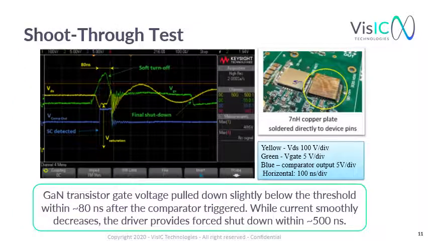For testing the developed circuit, we followed the AQG 324 standard. And here you can see an example of a shoot-through situation. The low side device is turned on into high voltage, while the high side is shorted using a low inductance clip. As can be seen from the yellow drain voltage waveform, the device saturates almost immediately, and the circuit detects and turns off the GaN in less than 100 nanoseconds.